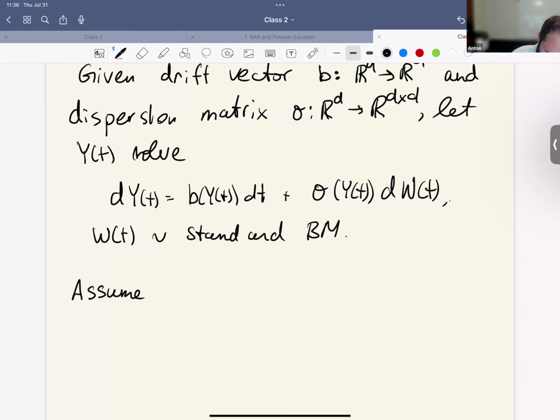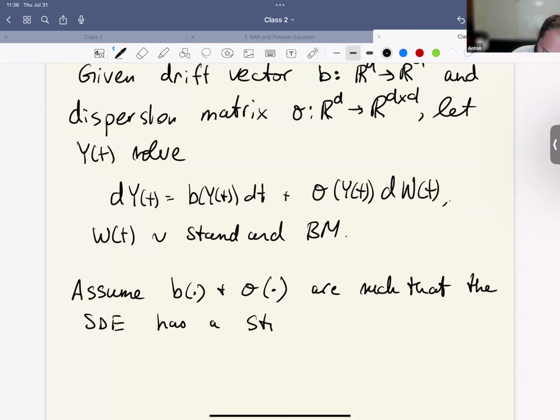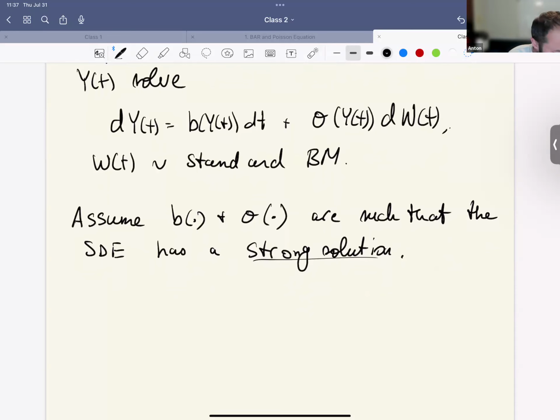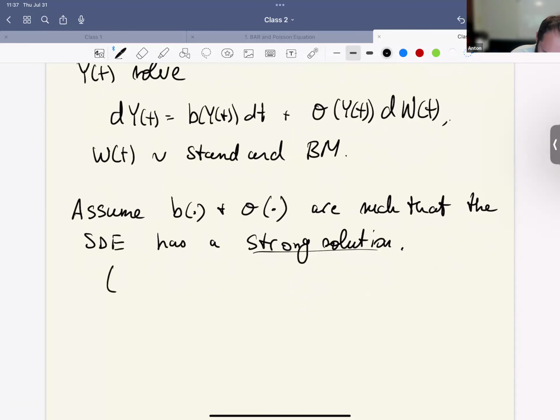Assume that b and sigma are such that the SDE has a strong solution. This is the key term, strong solution. Basically, if the SDE has a strong solution, then we're safe in terms of using Ito's lemma. So what does that strong solution mean?